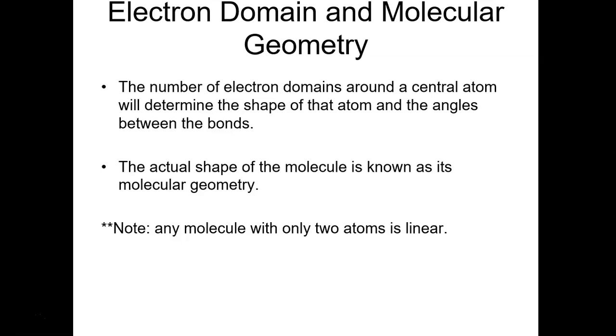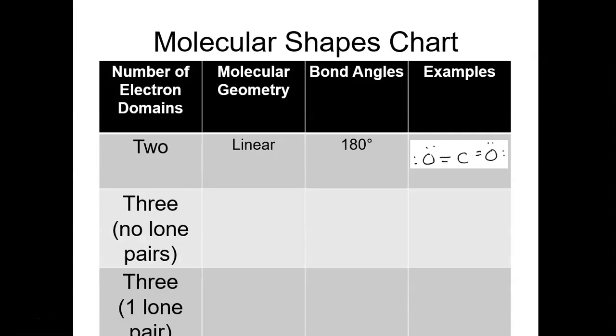Before we go on, any molecule with only 2 atoms is linear, because if I have 2 points, the only shape that can possibly have is a line. So everything from here on out that we're going to be talking about has 3 or more atoms.